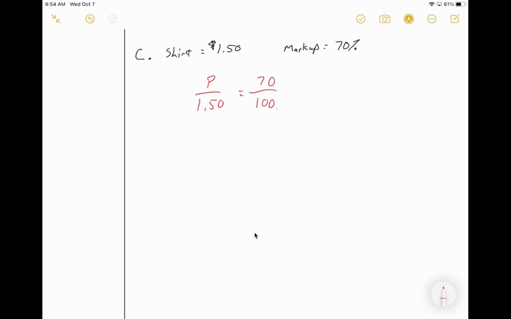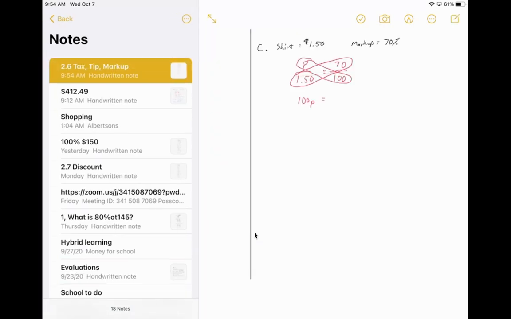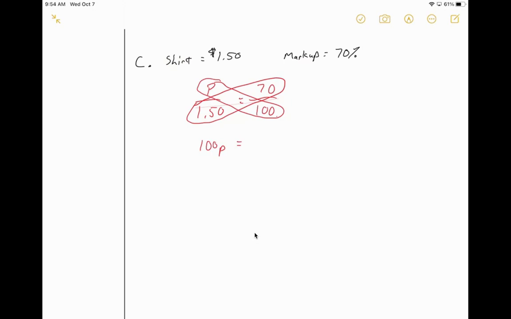I'm going to cross multiply and solve here. So 100P is equal to 1.50 times 70. Sorry. 70 times 1.50, let me put that in my calculator, is 105. Yes, there's always that 100 on the bottom, no matter what, Cameron. If you're going to solve it this way, there's always 100 on the bottom. Divide by 100. The reason the 100 is always there is that the 100 represents 100%.